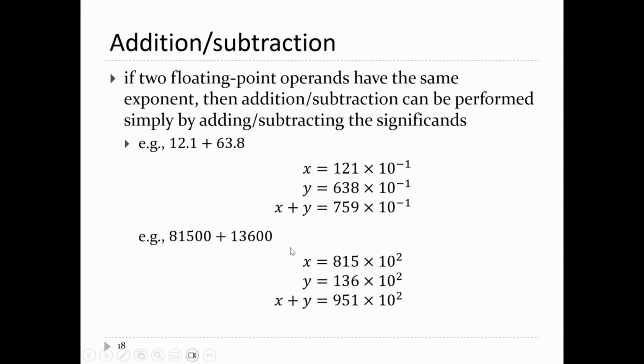Take 81,500 and 13,600. Write them out using our representation. So it's 815 times 10 to the 2, and 136 times 10 to the 2. Add them up just like you did in grade school. That's 951 times 10 to the 2.